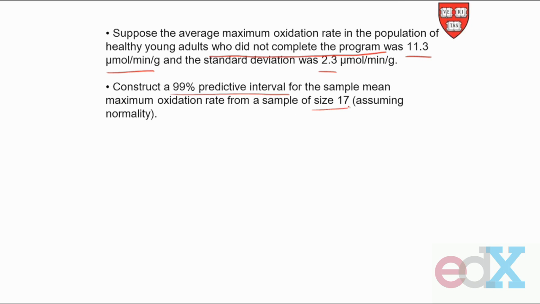sample of size 17. So recall, what we're doing in this case is, let's say we have these healthy young adults. Let's denote Y as the observation of maximum oxidation rate for a healthy young adult who did not complete the program. Y is normally distributed with mean equal to 11.3 and standard deviation of 2.3. So variance is 2.3 squared.